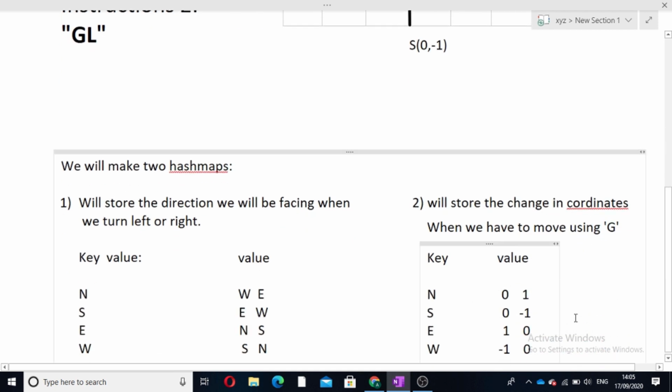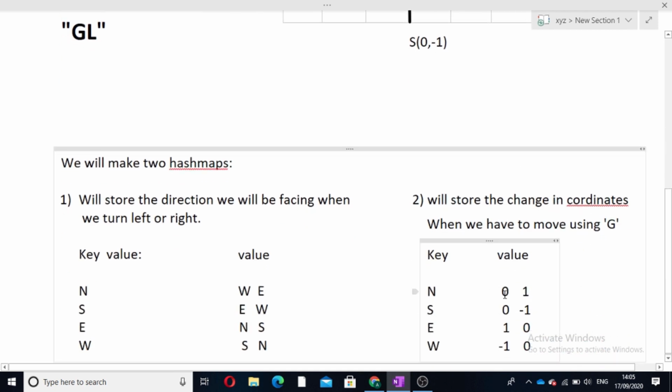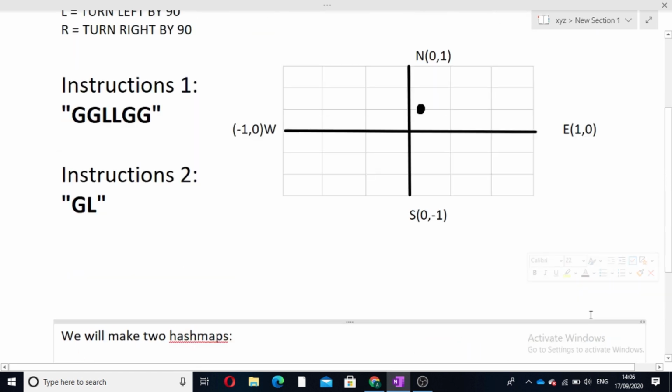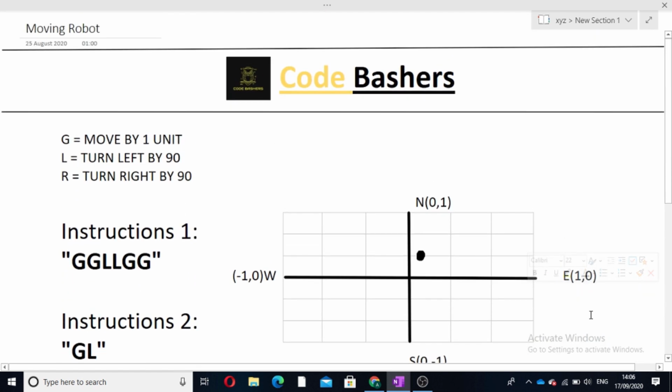So these are the values of the second map. The first value gives the change in the x coordinate, and the second value gives the change in the y coordinate. So using these two hash maps we will be solving this question. Now let's look at the code.